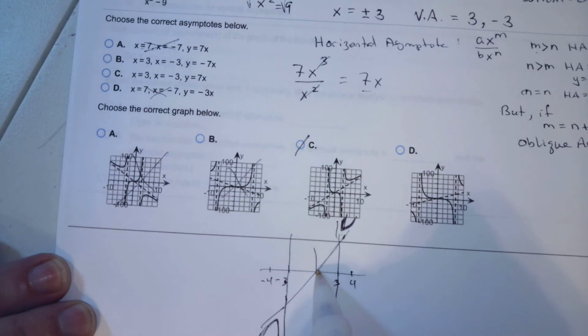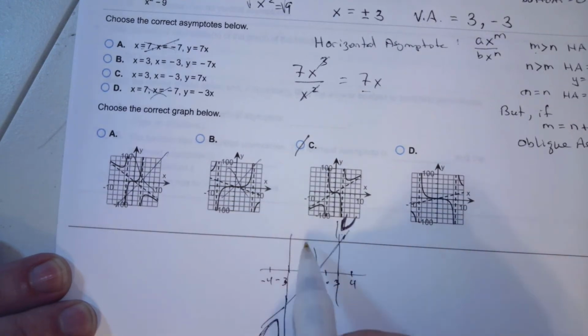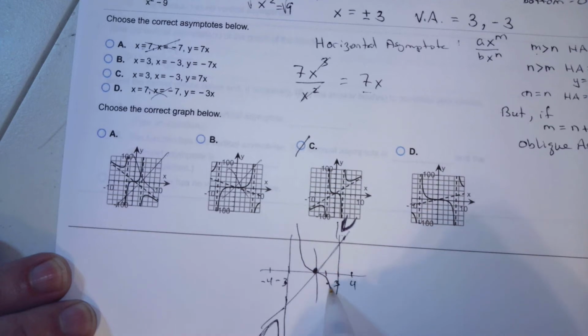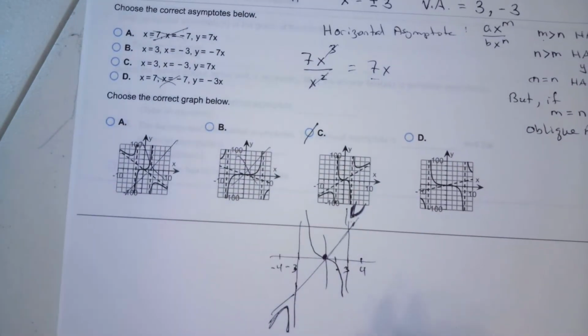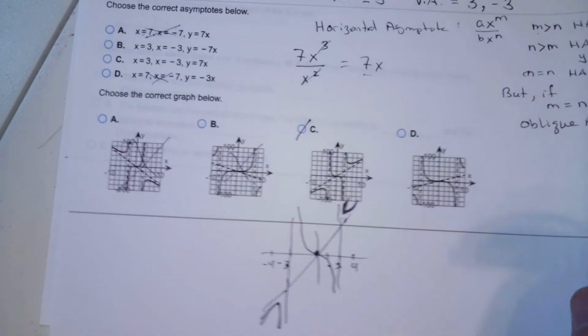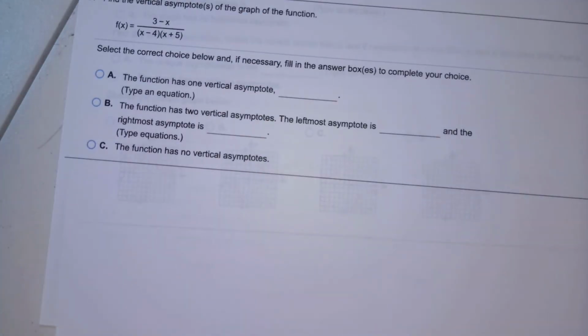In the middle part, when x is 0, we get 0 over 9. If we put in 1, we'll see we have a negative answer. So we know the inside will look like this. But it didn't ask us to actually graph it, just look for it. So we just plot some points.